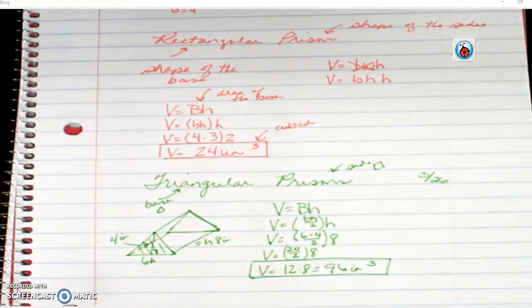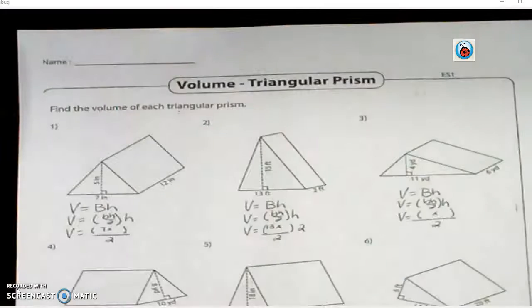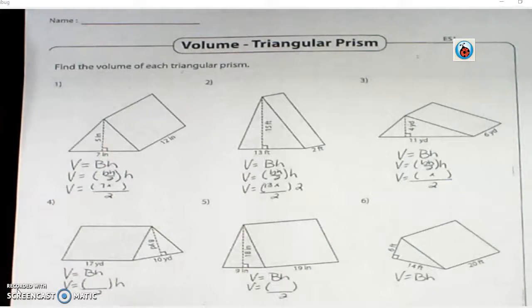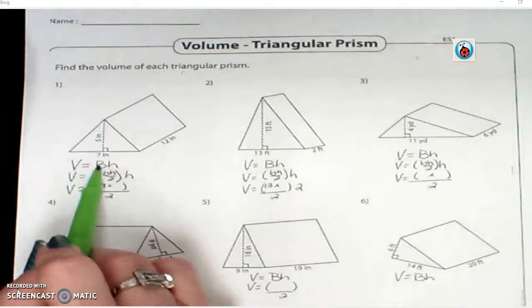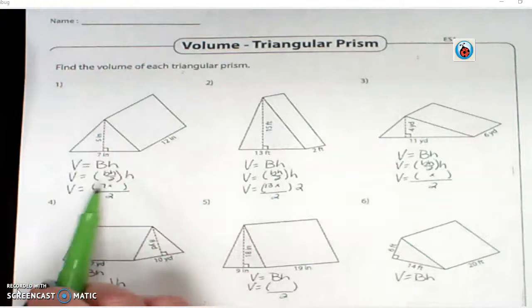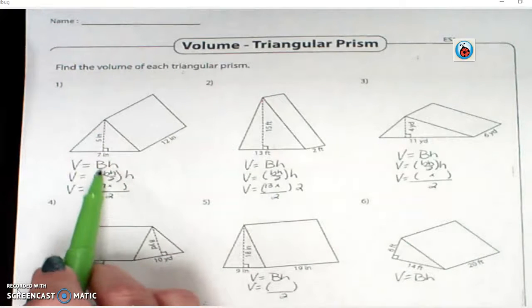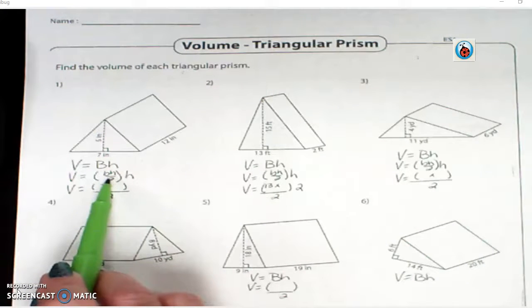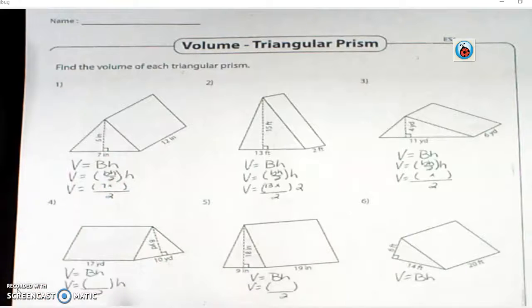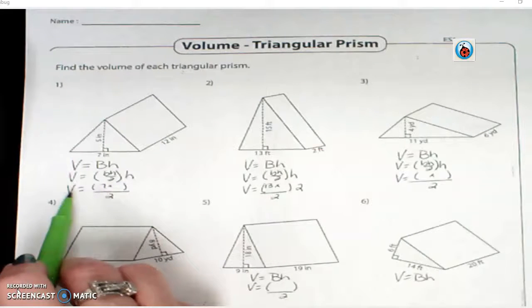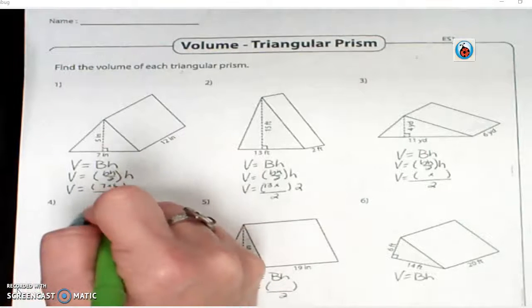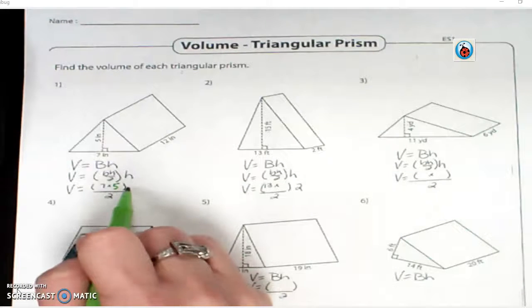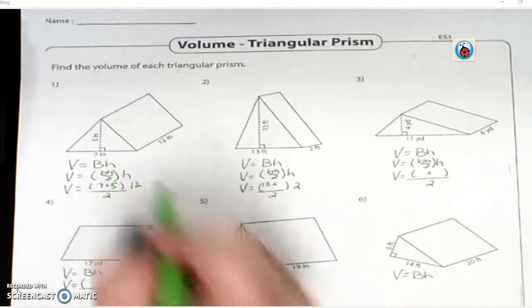Let's try some on your assignment. If you notice with your assignment, I'm kind of stepping you through the process. I started by giving you the whole formula, volume equals base times height. I reminded you the area of the base is a triangle, so it's base times height divided by 2 times height. And then I gave you part of it. So base times height would be 7 times 5. And this height out here is going to be 12.